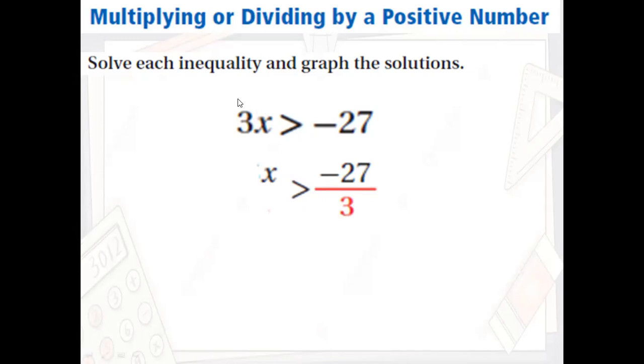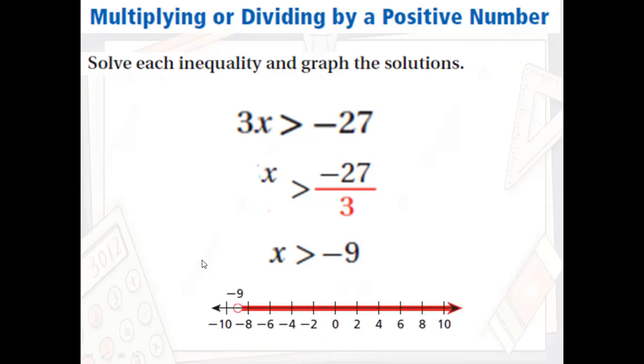When we separate the 3, the multiplication by 3 becomes division by 3 on either side. So this is going to be x is greater than negative 9, because when you divide a negative number by a positive number, your answer will be negative. We have learned this during the lessons on multiplying and dividing equations.